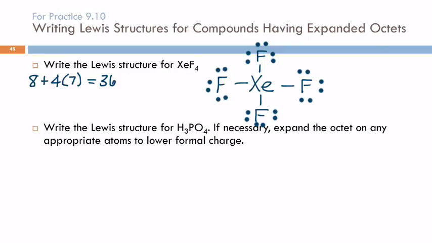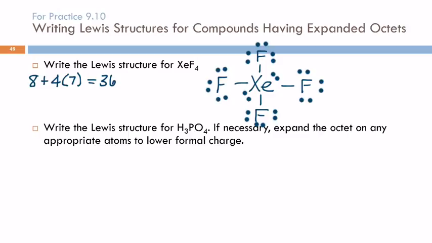We've never had this happen before. I have more electrons than I need for the octet rule. I need to put 4 more electrons on here. Where am I going to put them? On the xenon. Xenon's a big guy. He's a period 3 or greater, so he can handle it, and so he's going to get 2 lone pairs.